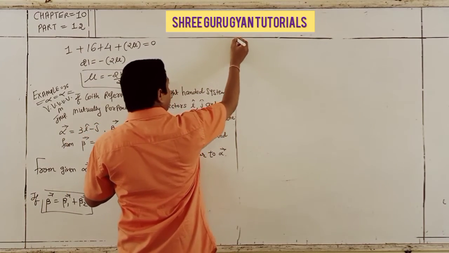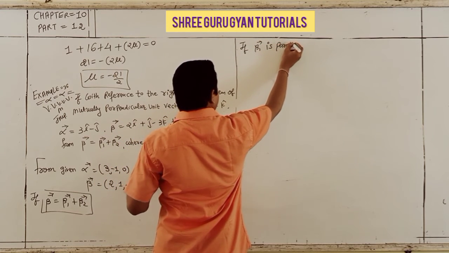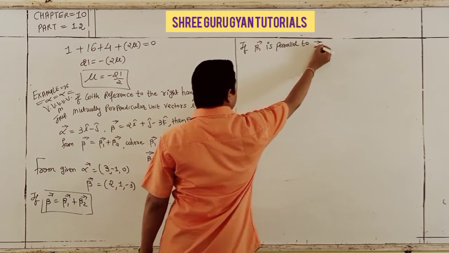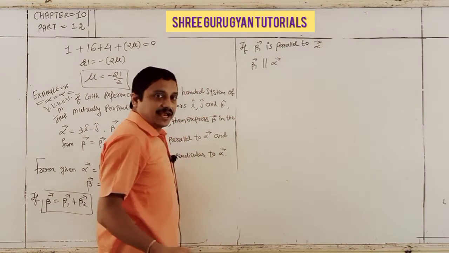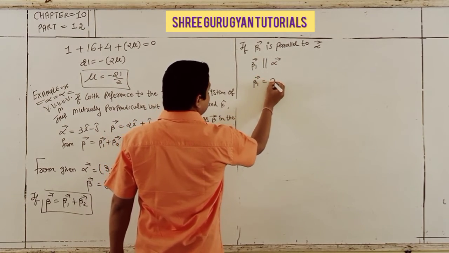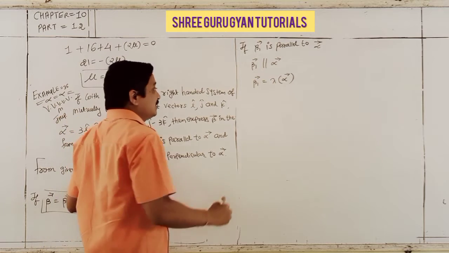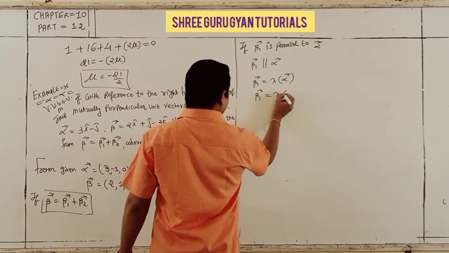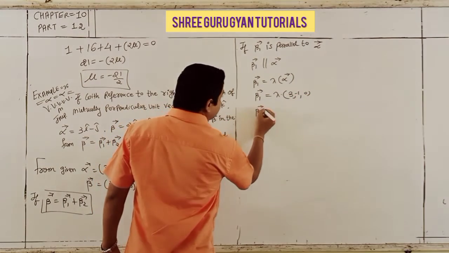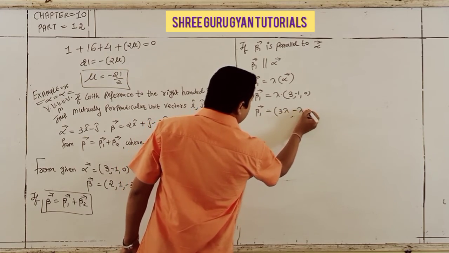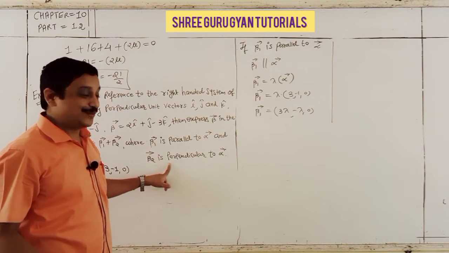If beta 1 is parallel to alpha vector, parallel means, students, definitely having the same direction, so you will take some constant lambda. Lambda is unknown, alpha is known. What is alpha? 3, minus 1, 0. So beta 1 is clear: 3 lambda, minus lambda, 0.